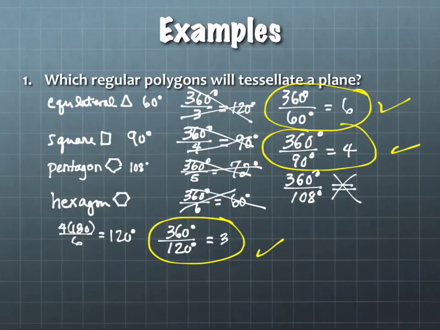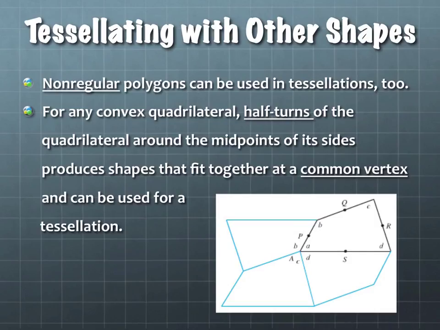These 3 are the only ones that work: an equilateral triangle, a square, and a hexagon. They are the only 3 regular polygons that tessellate. Now, they're not the only polygons that tessellate. They're the only regular polygons that tessellate. So let's actually see something else that will be not regular that will tessellate. So we're going to look at tessellating with other shapes. Non-regular polygons can be used in tessellations too.